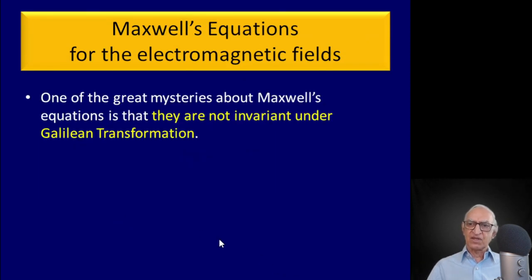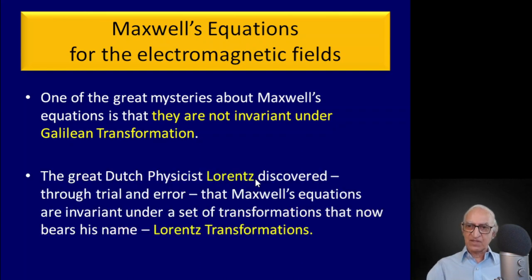Now, Maxwell's equations, as I said, stated that the velocity of light is constant and is absolute. Now, one of the great mysteries about Maxwell's equations is that they are not invariant under this Galilean transformation. So Maxwell's equations somehow did not agree with the assumption that time and space are absolute. Maxwell did not dwell on that. But the great Dutch physicist Lorentz was bothered by this, and he tried to find out under what transformation Maxwell's equations are invariant. If it is not Galilean transformation, is there some transformation which takes you from one inertial frame to another under which Maxwell's equations are invariant?